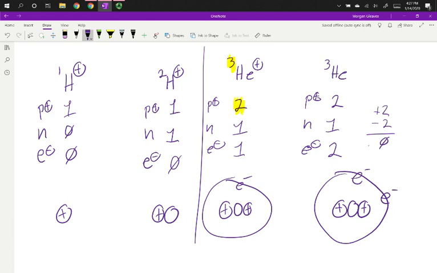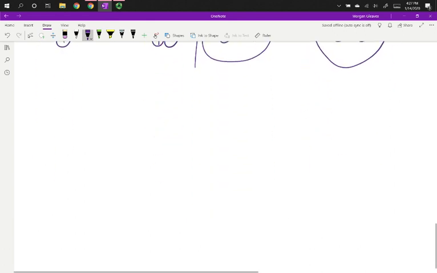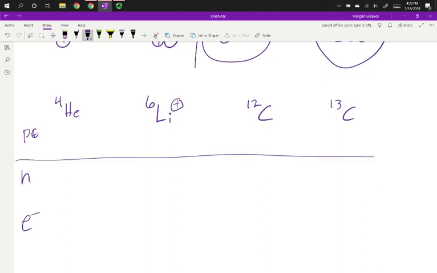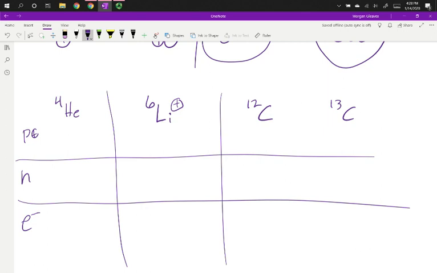So let's do a practice here. Let's scroll down. Take a sec. Helium-4, lithium-6, carbon-12, carbon-13. Let's give a plus charge on that lithium. So reference the periodic table, use these symbols, and write for me in each case the protons, the neutrons, and the electrons for each of these. So go ahead and pause the video and give that a try, and then come on back.